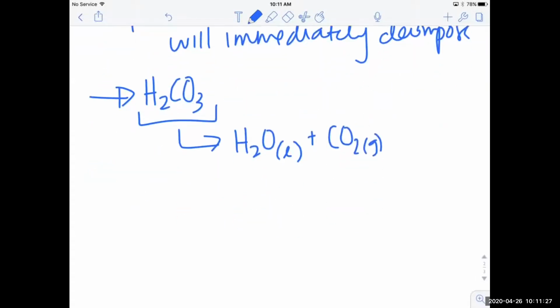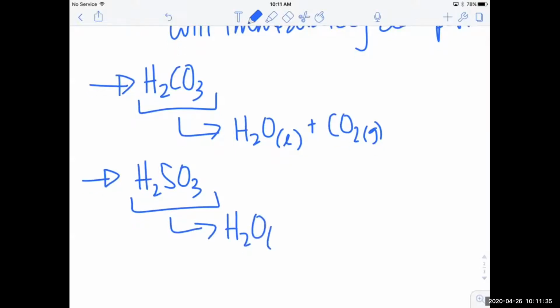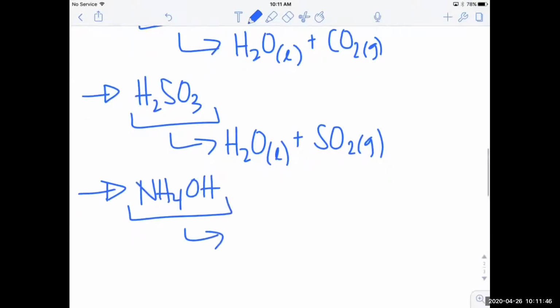The next thing can be said for H2SO3. Again, this is if I make this as a product. I'm instead going to write H2O liquid plus SO2 gas. The last one is anything generally with ammonium, but specifically ammonium hydroxide. And this instead is going to be H2O liquid plus NH3 gas.